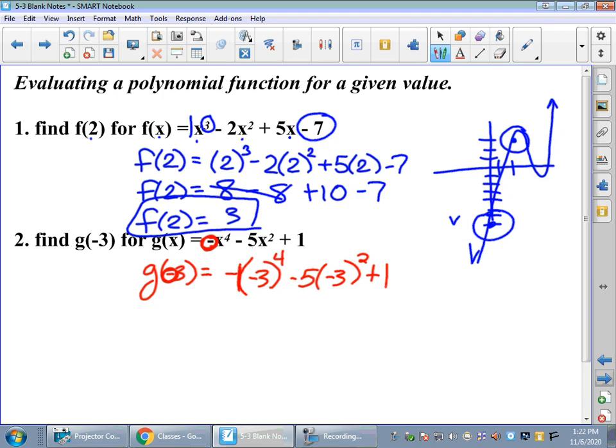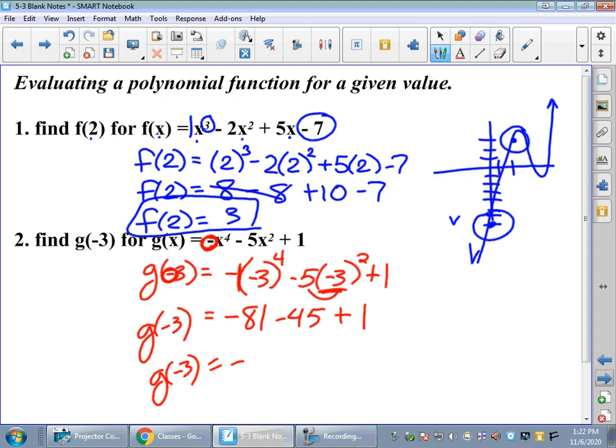So using the order of operations, g of -3 is equal to -3 to the 4th is a positive 81, but then when I multiply by -1, I get a -81. -3 squared is a positive 9, but positive 9 times -5 is -45. And then add 1. G of -3 is equal to -126 plus 1. G of -3 is -125.